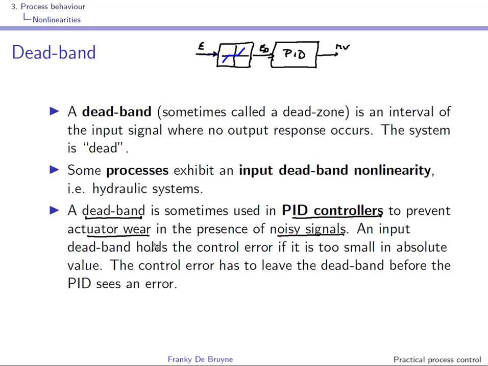As you can see, the deadband is holding the control error if this control error is small in absolute value. So for instance, if this control error is so small that it is just due to noise, then what will go through the dead zone is a 0, and then when there is a change in error that goes above the noise level, the error will leave the deadband and the PID controller will see the error. We'll come back to that later when we talk about the PID controller.